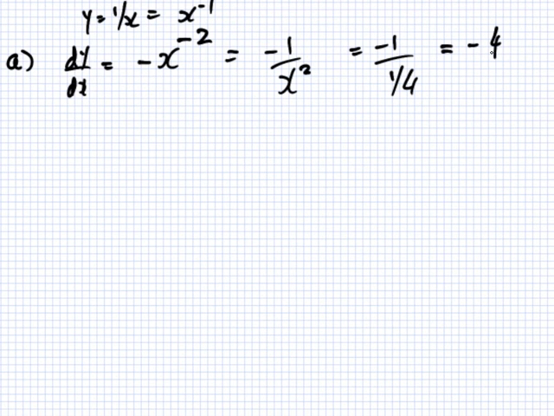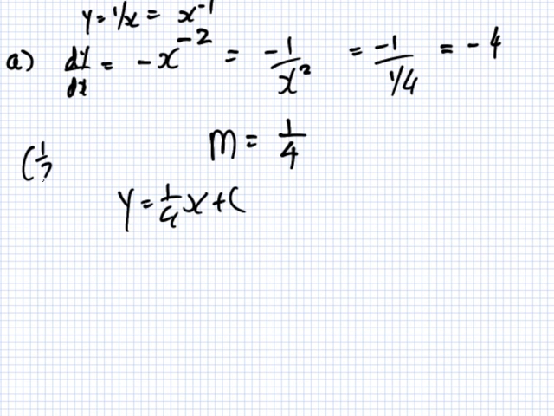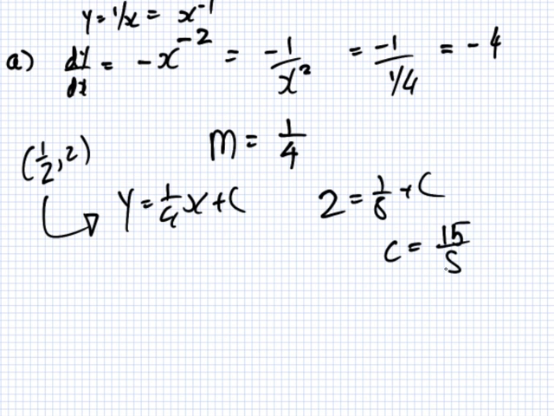But that's for the tangent. That's for this line. We want the normal, which is perpendicular. So what's the slope for us? 1 over 4, correct. So we have y equals a quarter x plus c. The point we have is a half, 2. Put that in, and we get 2 equals 1/8 plus c. So c is 15 over 8. So the answer for part 1 is y equals 1 over 4 x plus 15 over 8.